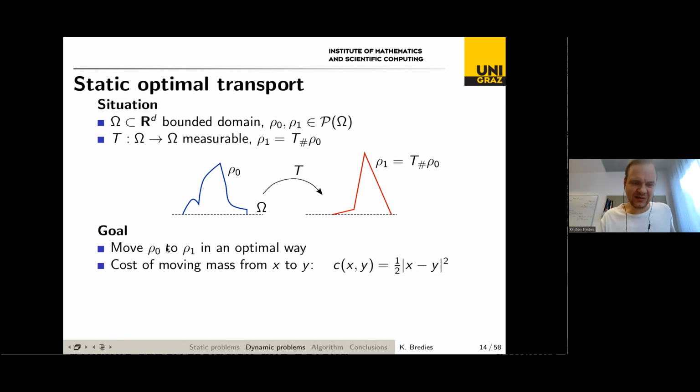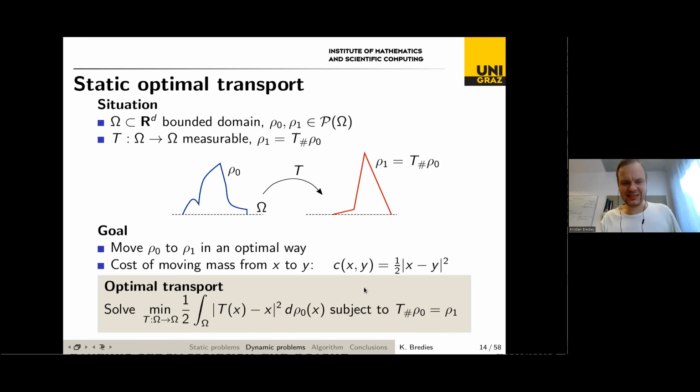And now the goal is, of course, to do this transport in an optimal way. The model here is that you have a cost of moving mass from one point to another, like the squared distance as a cost. This is what we will consider in the following. Then the total cost is just this distance here, weighted with the probability measure and integrated, of course. If you want to find the best transport map, you try to solve the minimization problem over all these measurable transport maps, subject to the push forward constraint, which minimizes this energy.